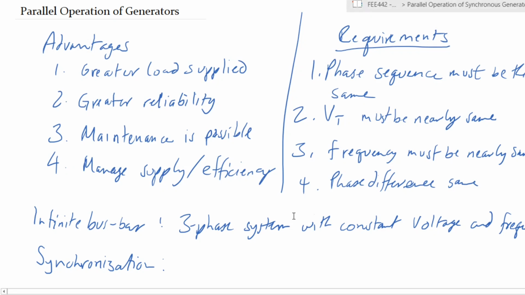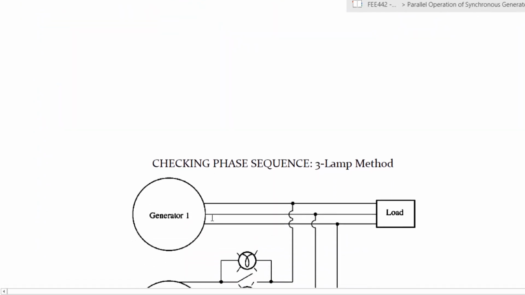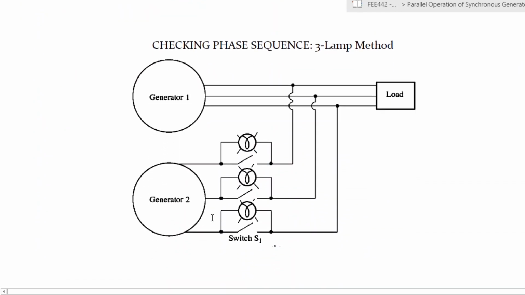Okay, so what are the conditions for synchronization? We've listed them here. You need to have the phase sequence to be the same. The terminal voltage must be close. Frequency must also be close. And the phase difference, the power factor, should be roughly the same. It should be close enough so that they are not too divergent from each other. So how do we identify if a generator has the right phase sequence, first of all, for connecting it to another load?